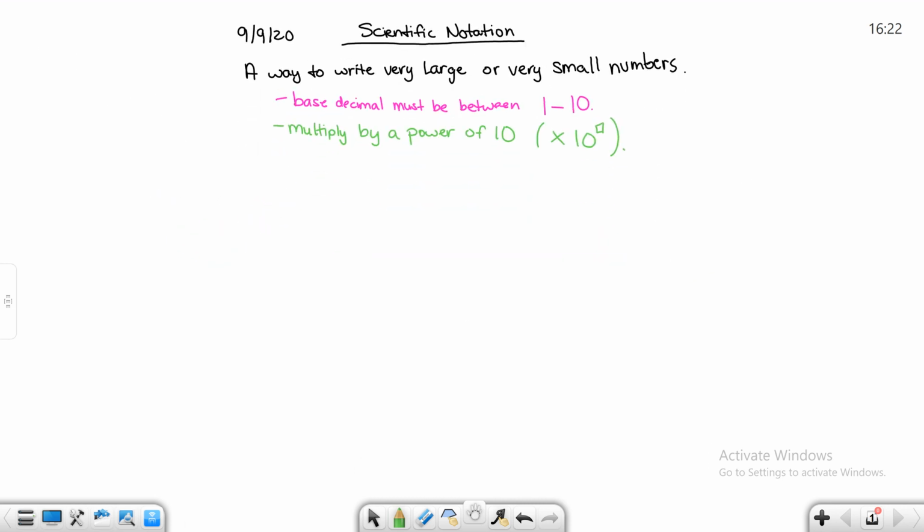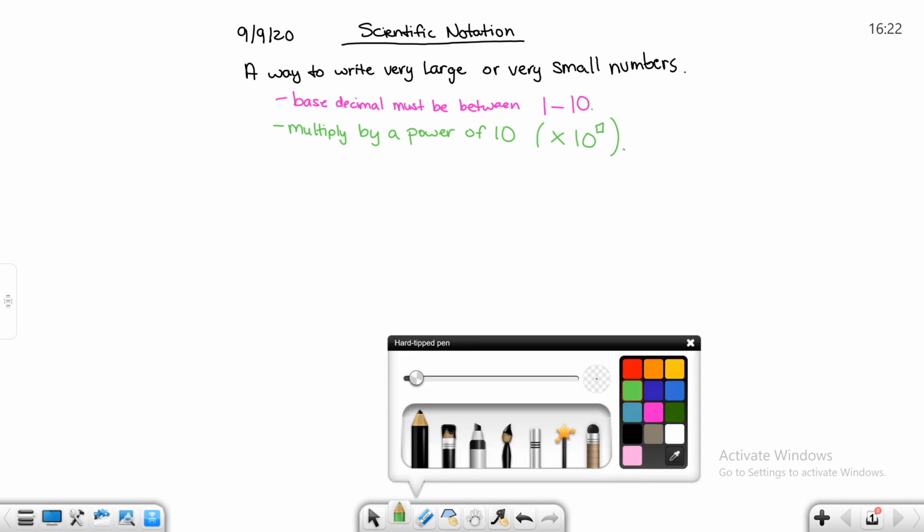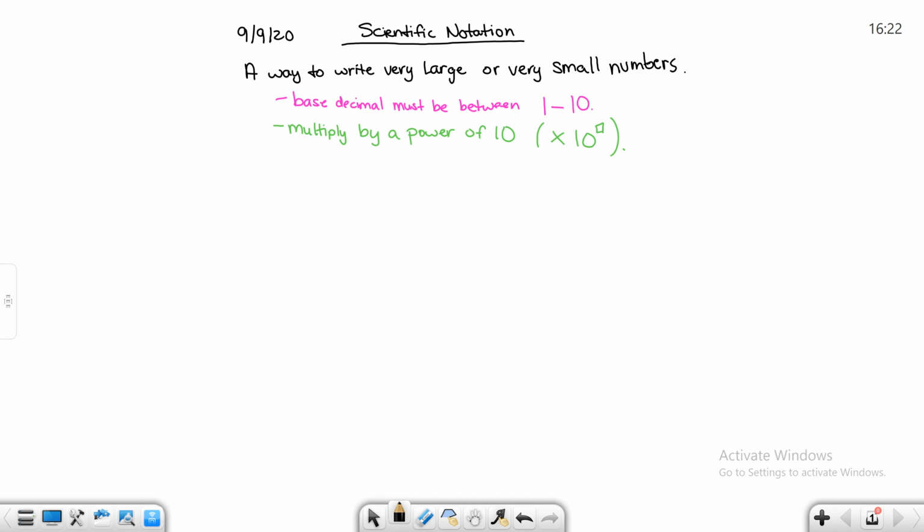Alright, so what do I mean by very large or very small numbers? So, if I were to ask you, what do you think the population of the United States is? Do you think that would be a very large number or a very small number? So we know that there are many people in the United States, so of course that would be a very large number. And in fact, the population of the United States is approximately 328,200,000 people. And so that number would be written like this.